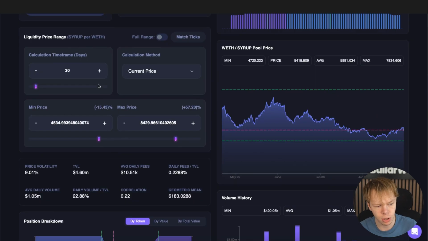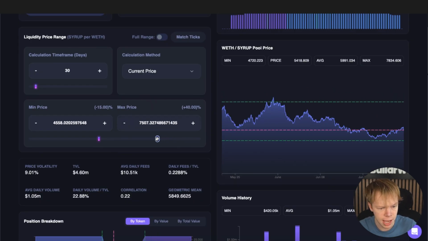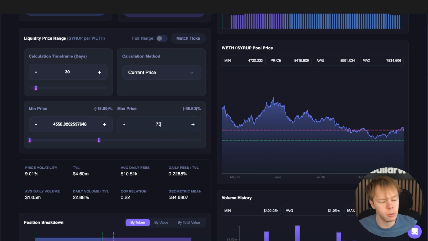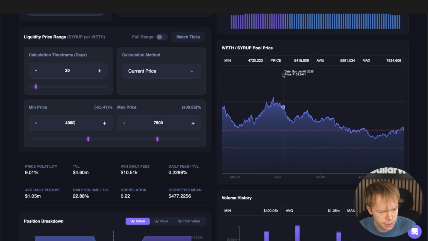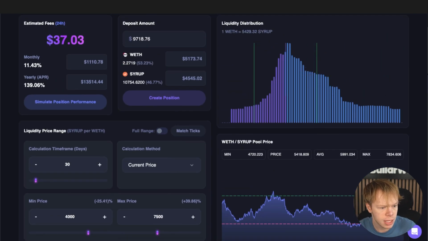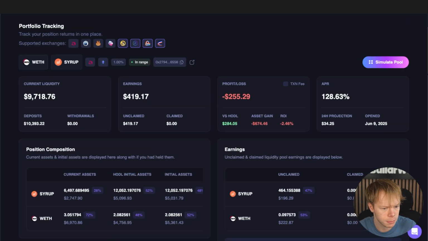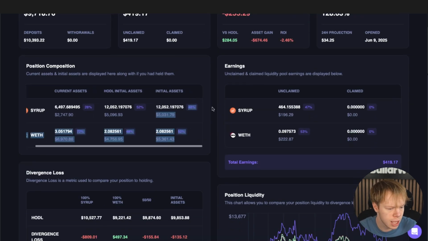So when I'm diving into this Ethereum to syrup pool, what I might do is adjust this max price just a little bit, bring this down and cut out some of that fat. We're basically wanting to trim the fat right here. So we put a $7,500 max price, and then from there we can start to adjust our min price as well to something along the lines of maybe 4,000. That's going to give us a little bit more room. But even then, that's putting us back at about 46% syrup. We started about 48% syrup.